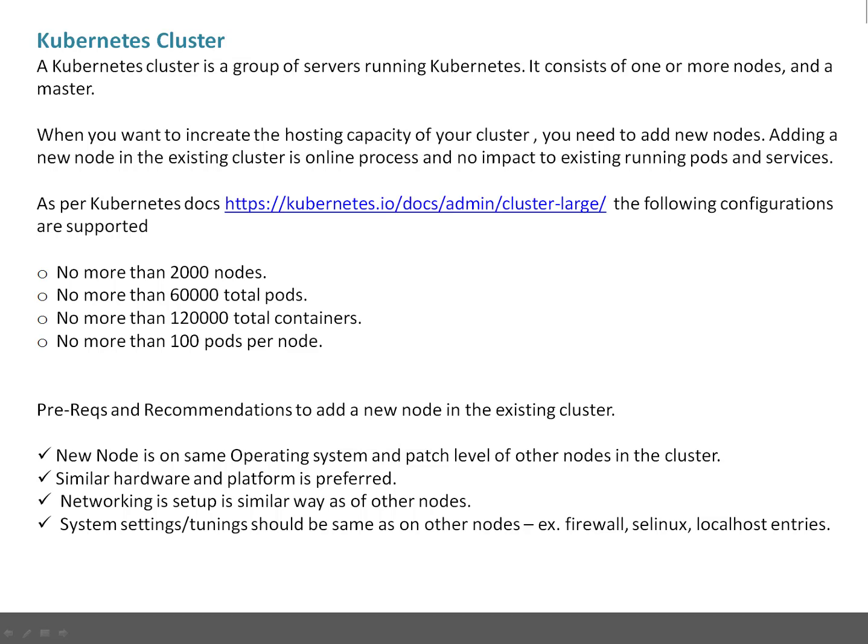Networking setup should be similar to the way other nodes are set up. Let's say on some nodes you are using a particular subnet. Make sure the new node which you are going to add to the existing cluster gets access to the same network. That's something important. Another important thing, system settings and tunings should be the same as on other nodes. For example, firewall, SELinux, local host entries, or DNS records. Whatever way you have configured your existing cluster.